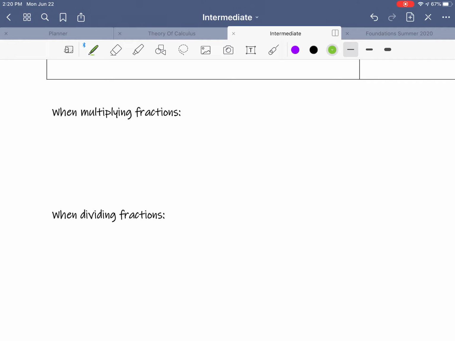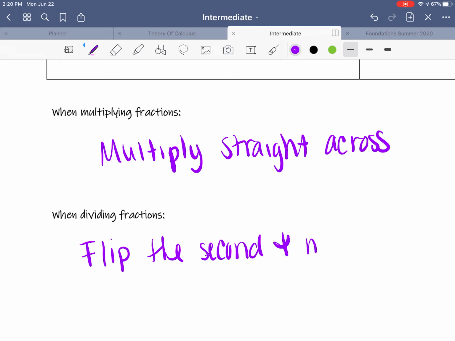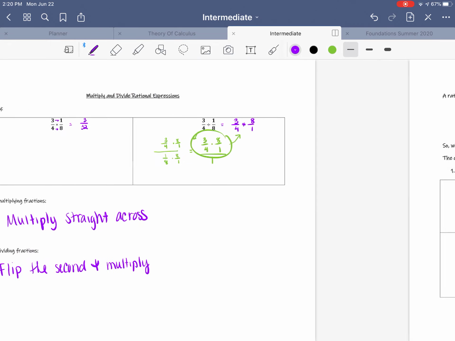So when we multiply fractions, you multiply straight across. And when you divide fractions, you flip the second fraction and multiply. So really, we're just multiplying.